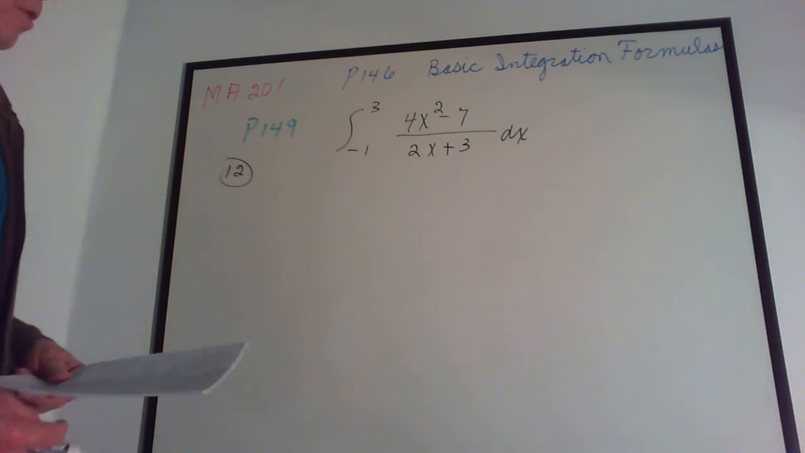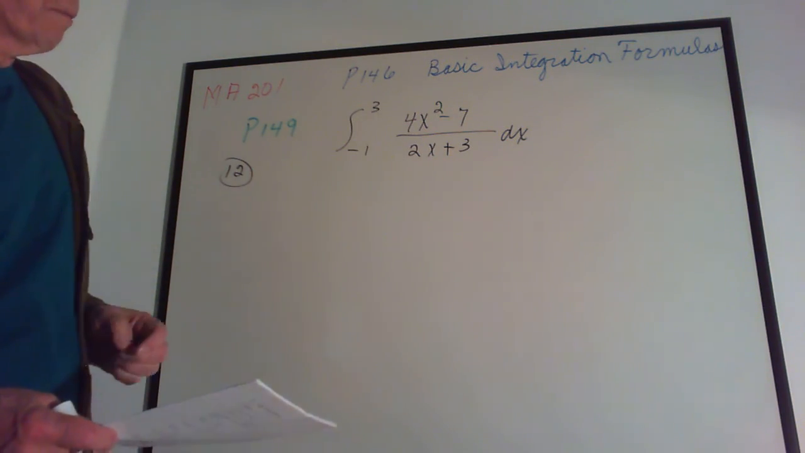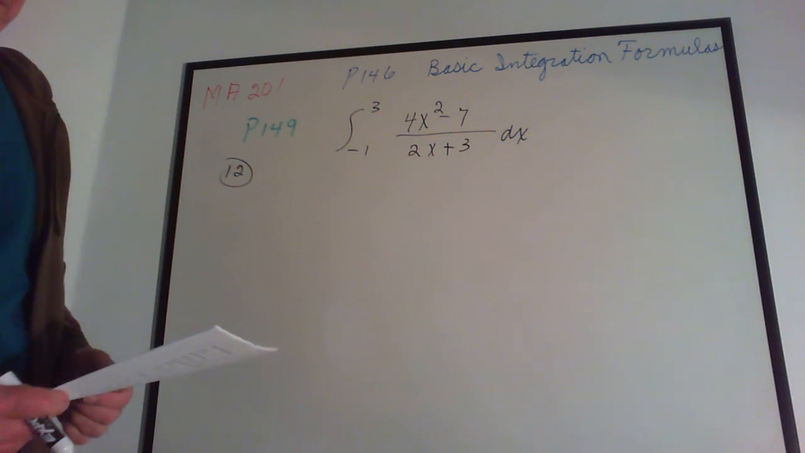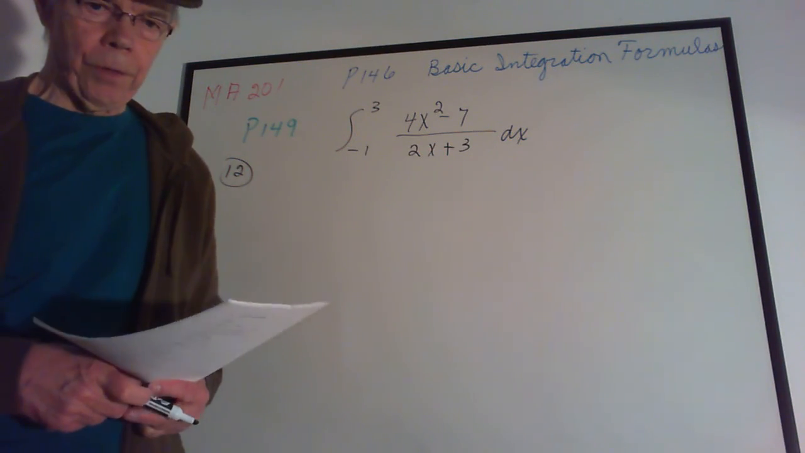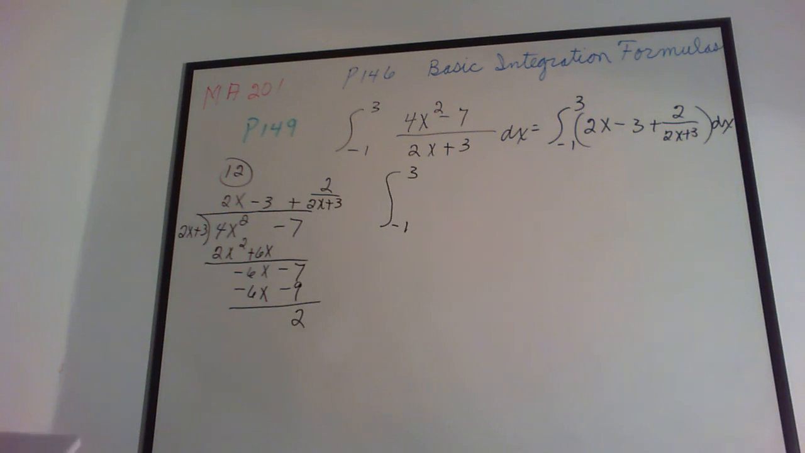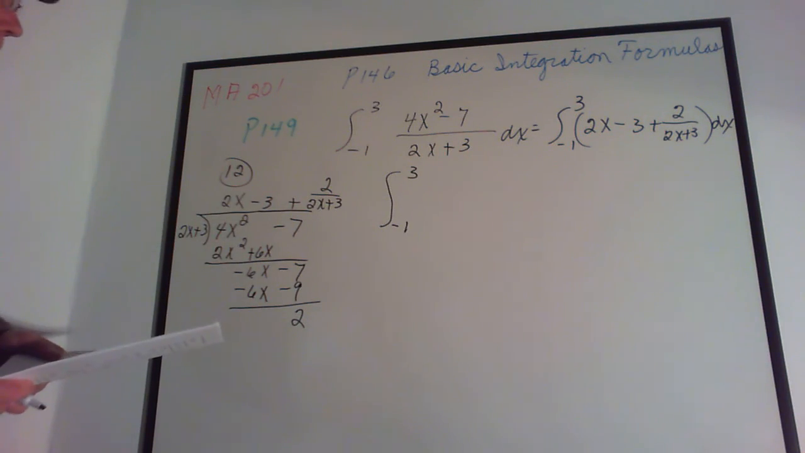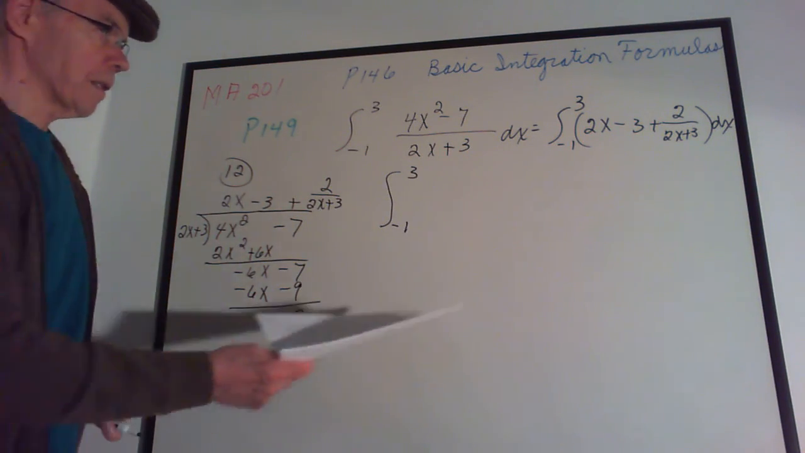All right, problem number 12. What you want to do is use long division. Divide 4x squared minus 7 by 2x plus 3. So go ahead and do that. Pause the video, see what you get. When you divide through, you should get 2x minus 3 plus a remainder of 2 over 2x plus 3. So it ends up looking like this.